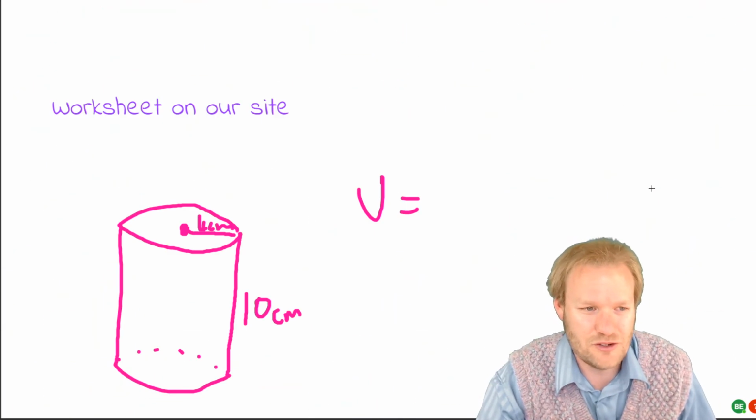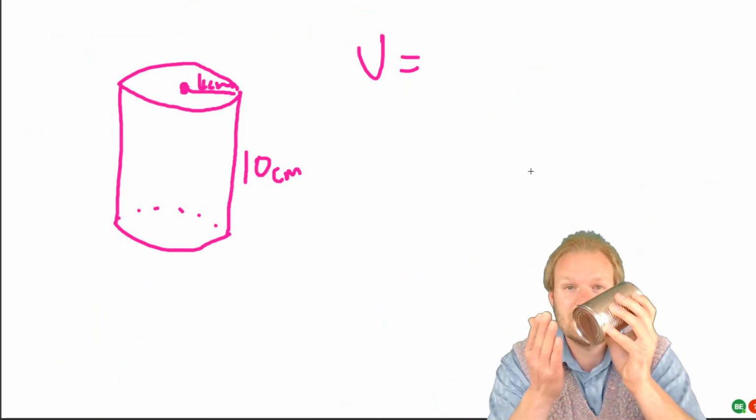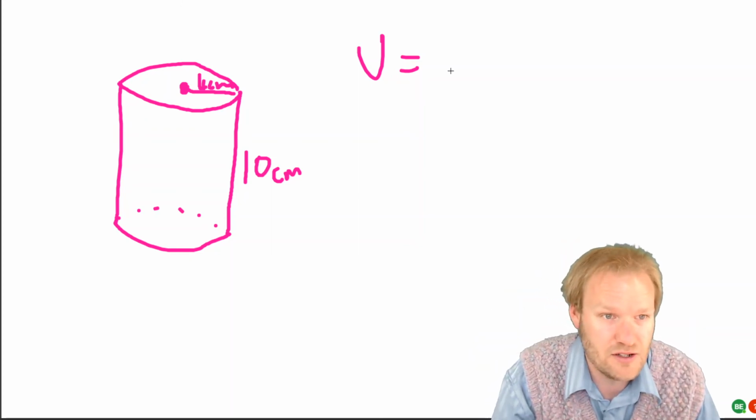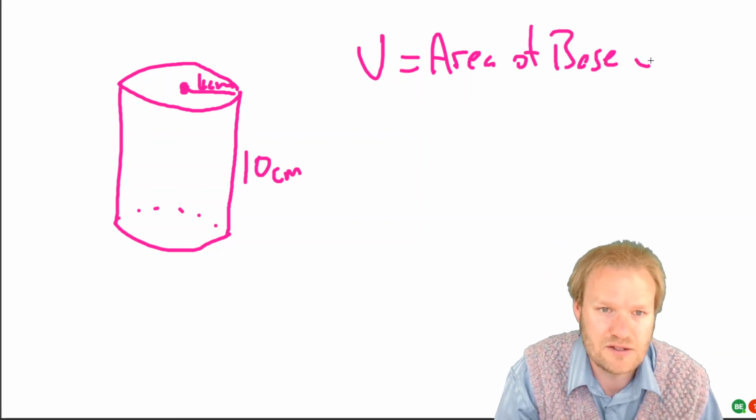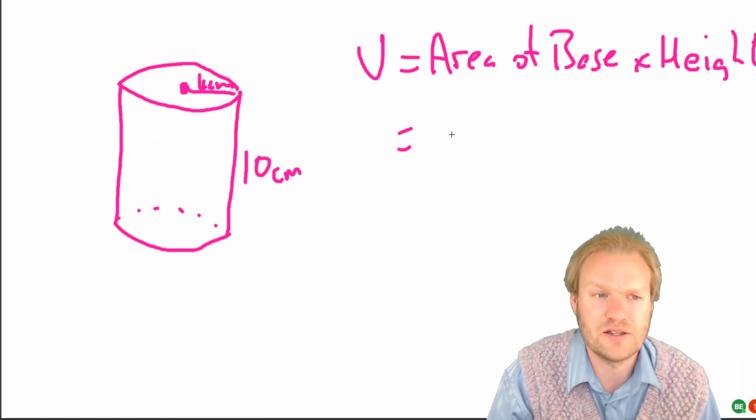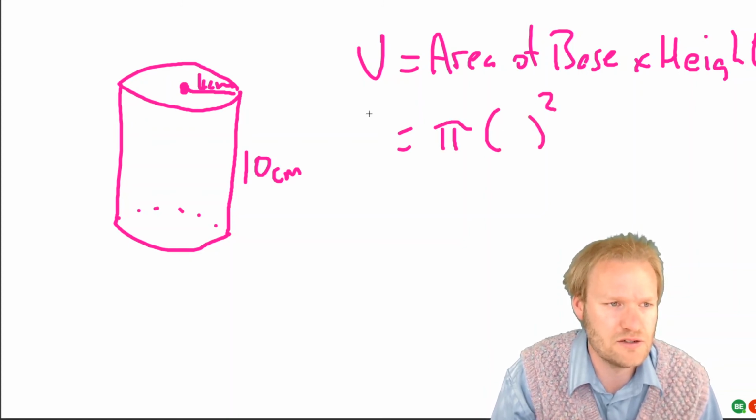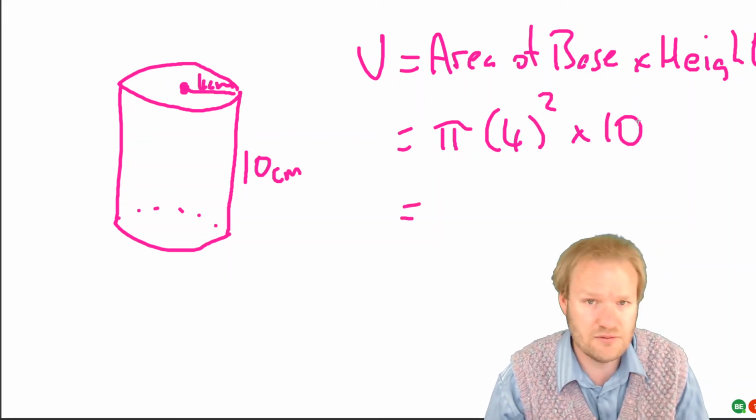Okay, so the volume, let's say that the base is a circle, the same concept. It's the base times the height. So in this case, it's still area of base times height. Our base is a circle. How do we work out the area of a circle? Well, pi r squared. Well, r is 4 in this case. What's the height? 10. What's pi times 4 squared times 10?